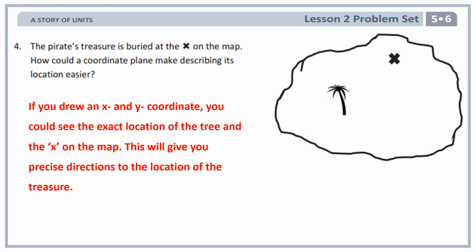So x's and y's on the coordinate plane are directions, right? They give us directions about where to plot points or where the points are plotted. They tell us where they're plotted. In this case, if I drew an x and a y coordinate, I would be able to see the exact location of this x and the exact location of this tree. And that would tell me the exact location of where I can find the treasure. Coordinate points, the x's and the y's, are just like directions. It's like a map and it tells you exactly where to go.